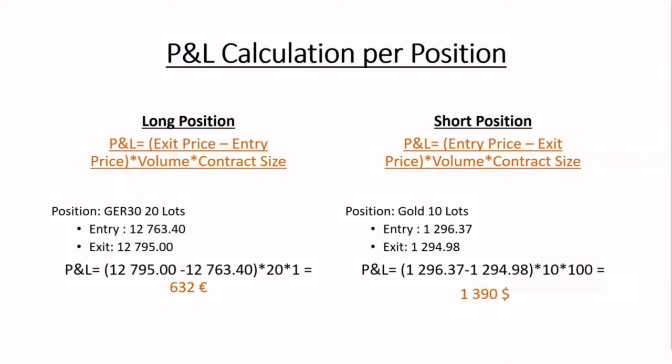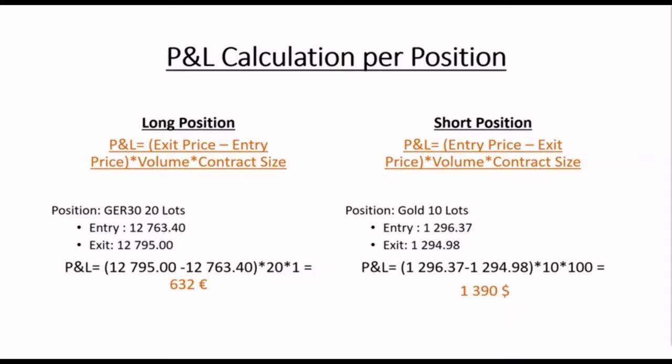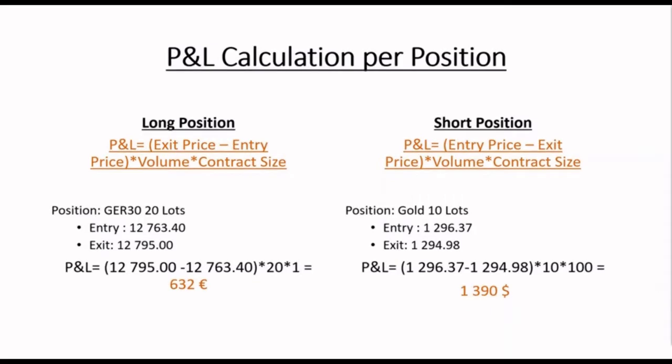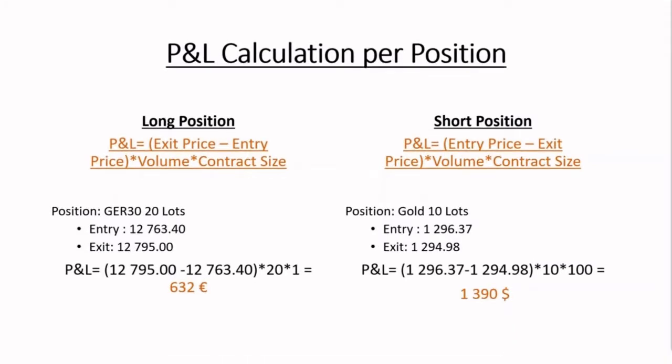Our PL would be 12,795 minus 12,763.50 multiplied by 20 multiplied by 1, which is a result of 632 euros. This is the PL calculation of a long position.